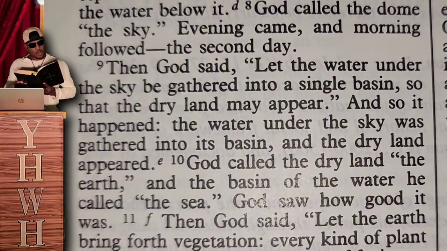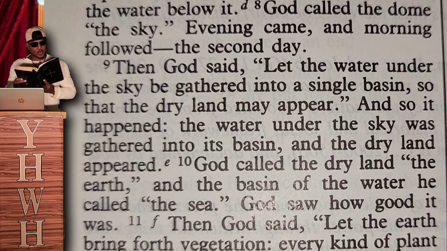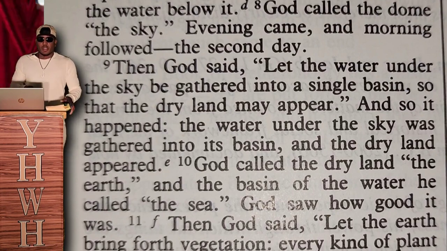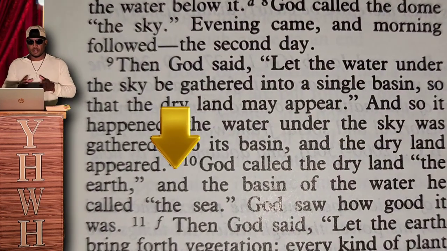Then God said, "Let the water under the sky be gathered into a single basin, so that the dry land may appear." And so it happened. The water under the sky was gathered into its basin, and the dry land appeared. Verse 10. God called the dry land the earth, and the basin of the water he called the sea. God saw how good it was. So God called the dry land earth.